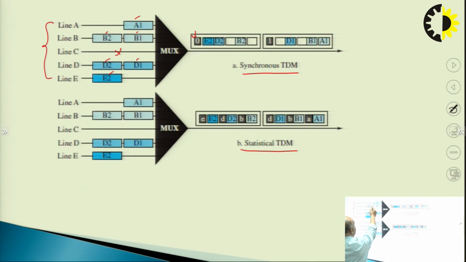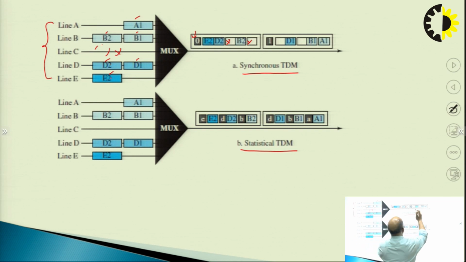we see where we have E2 sending the data, D2 sending the data, where C is not sending the data. So, this is blank here. Okay. So, here this is blank. Then B2 is sending the data and A is not sending the data. Then it is blank here.